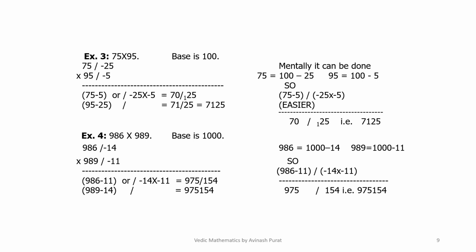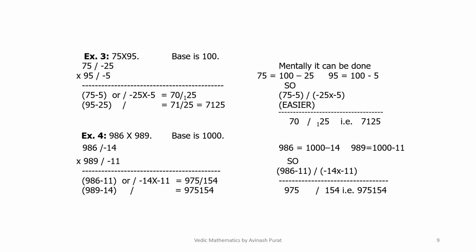Example 4, 986 multiplied by 989, base is 1000. So 986 stroke minus 14 multiplied by 989 stroke minus 11. So the answer is 986 minus 11, or 989 minus 14, stroke minus 14 into minus 11, equal to 975 stroke 154, that is 975154. Mentally it can be done.